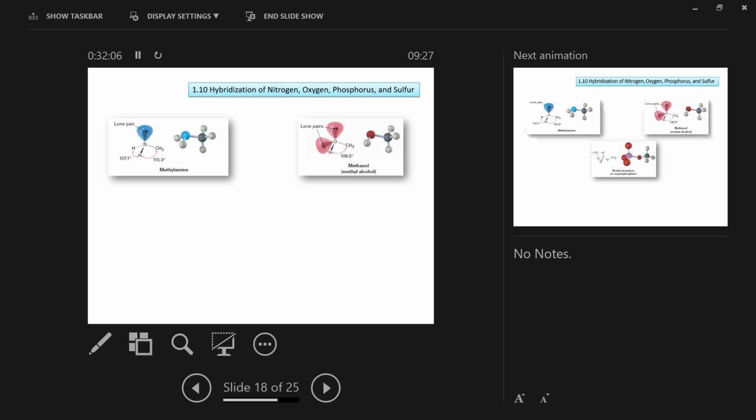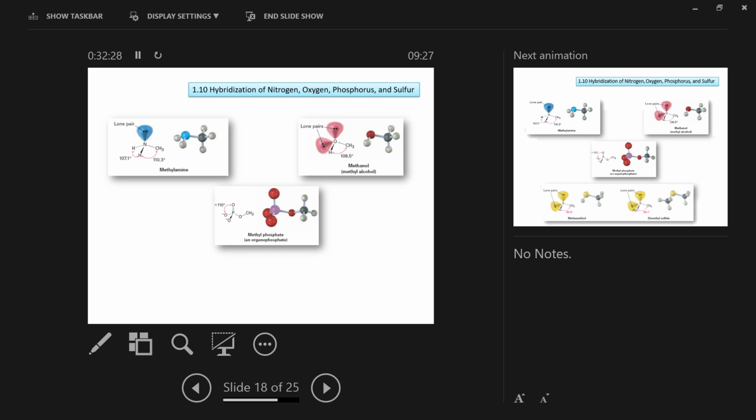Okay, that means the occupancy of the lone electrons is slightly higher. This is why we have 107.1 degrees between the two hydrogens. Okay, or we have 108 in the case of methanol. Okay.